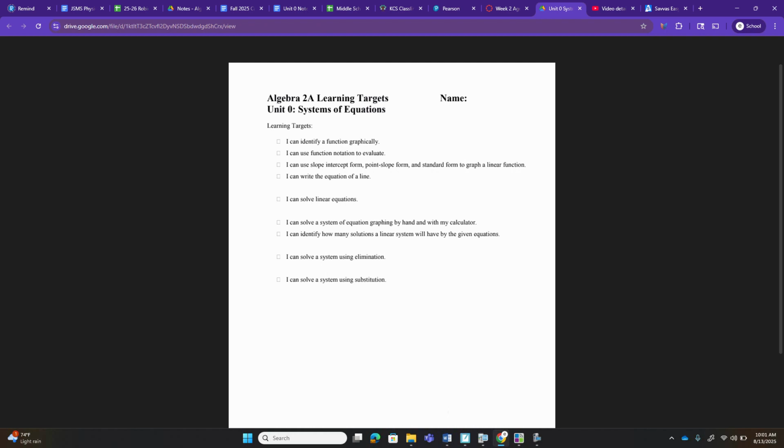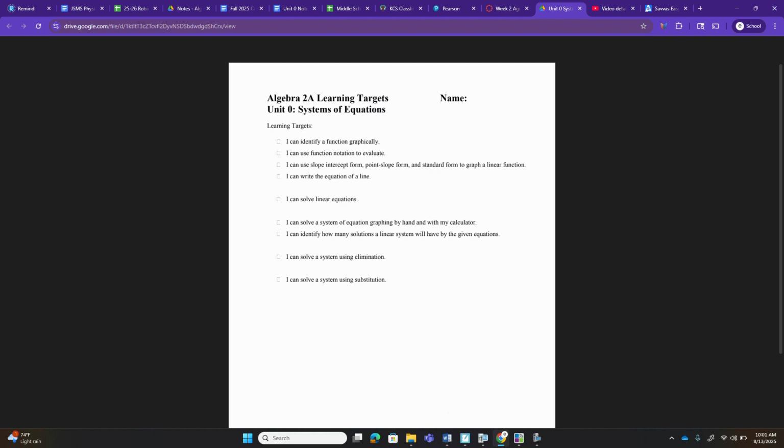Right? That's the one we just finished. That was yesterday's homework. I can identify how many solutions a linear system has. Does it have one solution, no solutions, or many solutions? I can solve a system by elimination. I can solve a system by substitution. Those are the learning targets.